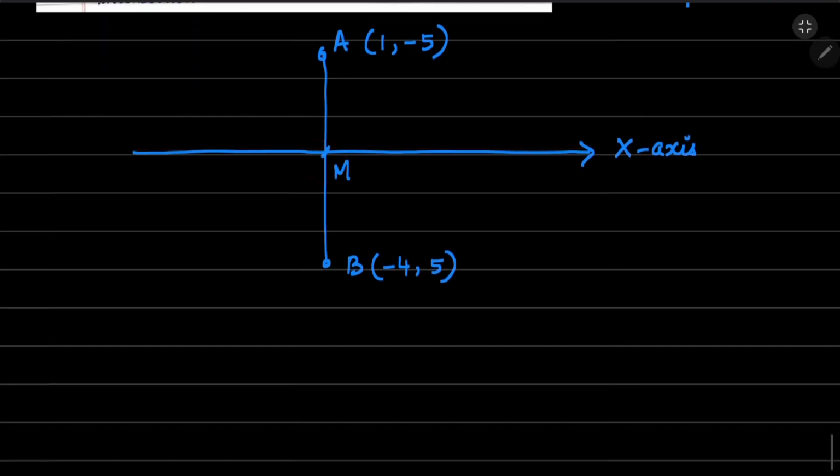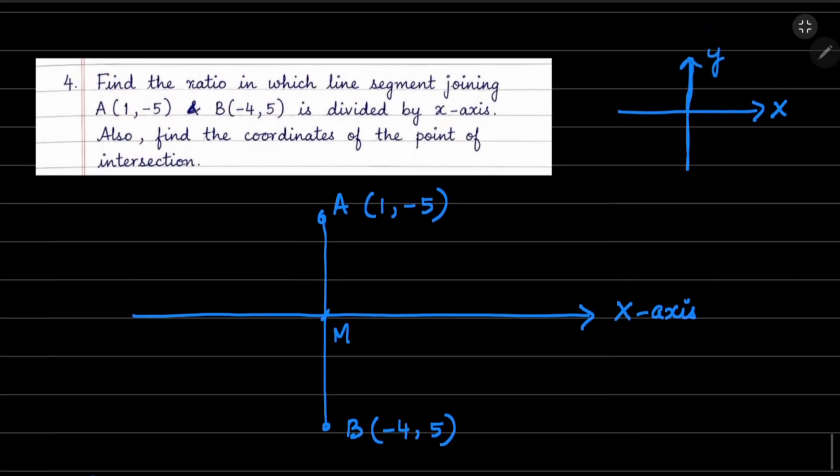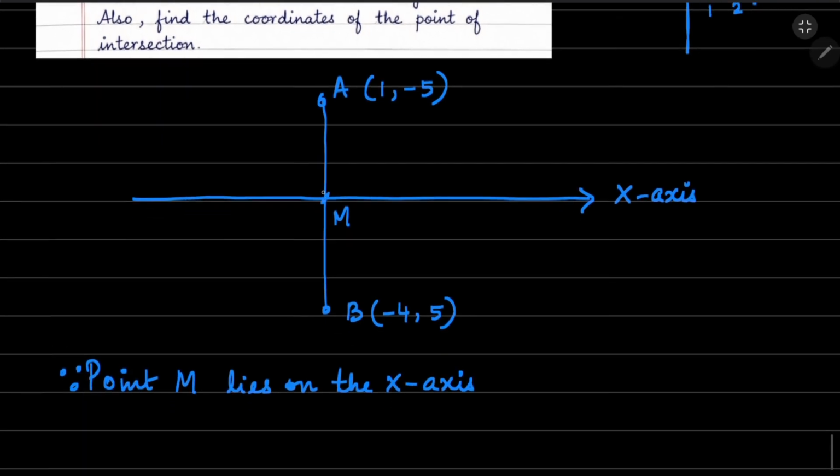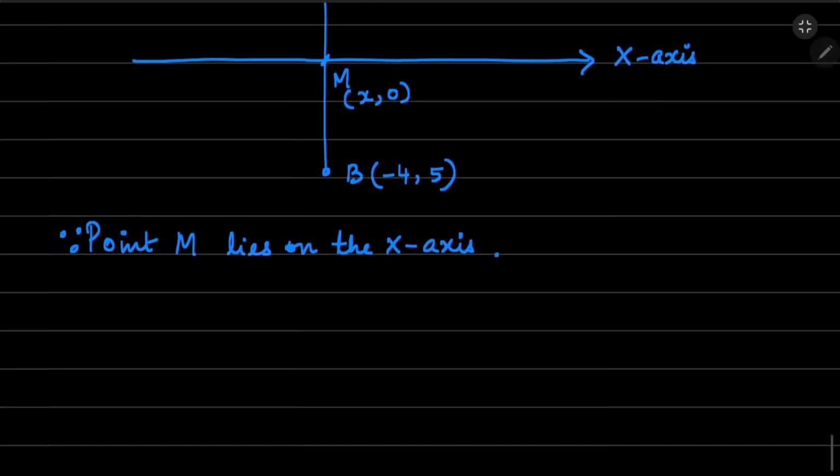So let's write that since point M lies on the x-axis, whenever a point lies on the x-axis, how do you denote it? If it's 1, the coordinates will be 1, 0. This is 2, that means 2, 0. So if a point lies on the x-axis, it will be x, 0. The y coordinate will be 0. So whenever a point lies on the x-axis, its y coordinate will be equal to 0.